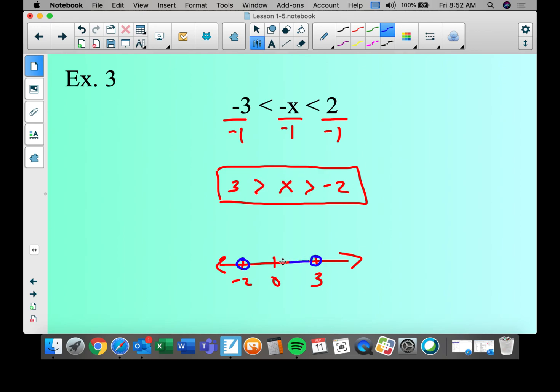So if we go through, I can shade right down the middle. We had said this is an and type of inequality. So I have all the numbers in between those two that will work out. So it fits with what we had talked about earlier.